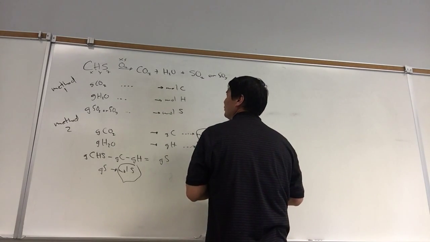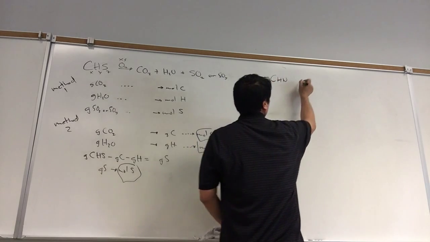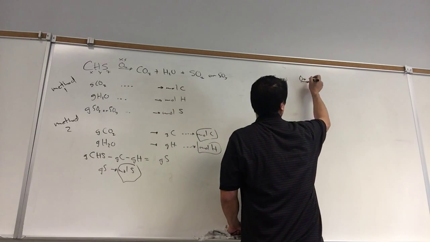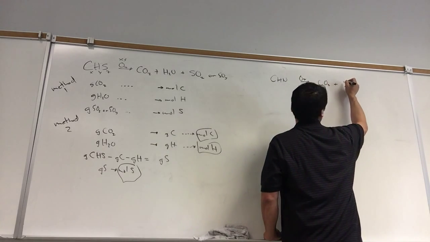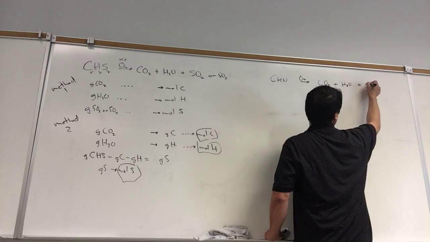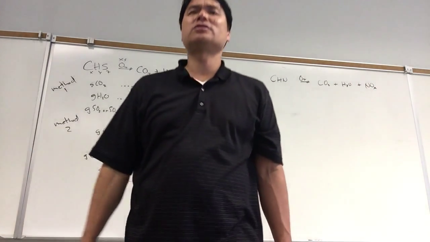Sometimes we need different reactions. We just can't do combustion alone. So CHN, we do combustion. Those two typically will form CO2 plus H2O plus oxides of nitrogen. You know, it depends on the conditions also.